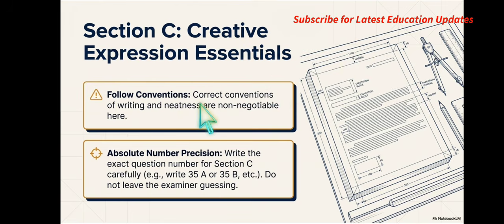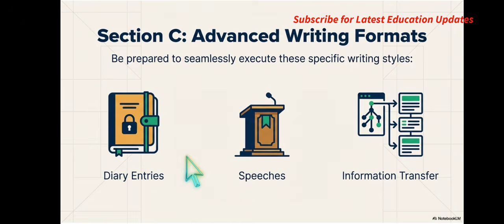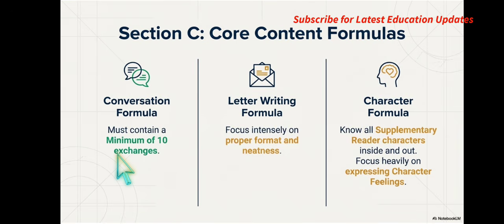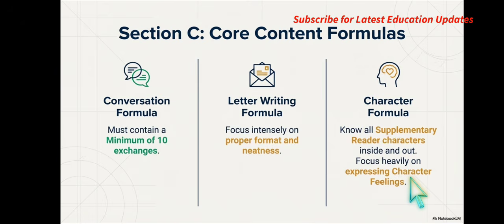So follow conventions of writing here, writing and neatness are non-negotiable here, absolute precision. We have internal choice here, but we would advise you to go for diary writing first, then letter writing, then information transfer, right? So you have to have a clear-cut idea of the presentation formats of this entire Section C.